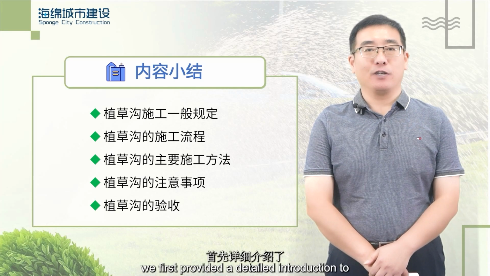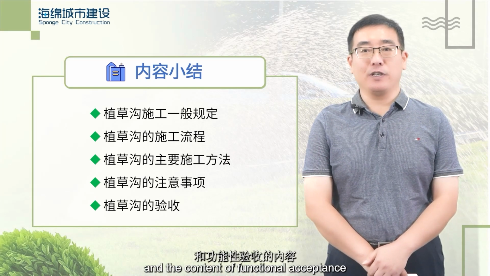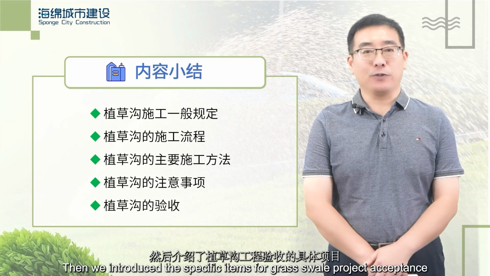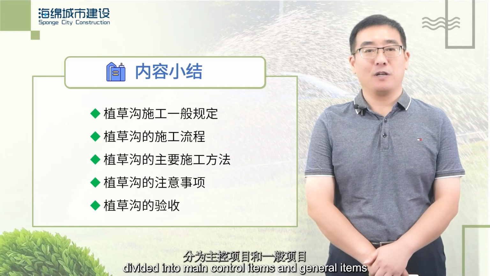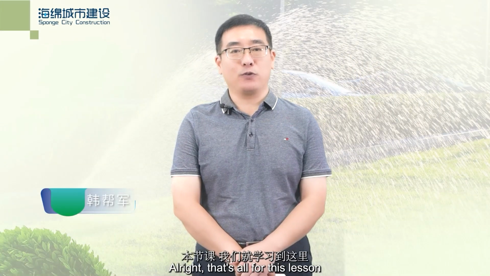We first provided a detailed introduction to the documents required for Sponge City project acceptance and the content of functional acceptance. Then we introduced the specific items for grass swale project acceptance, divided into main control items and general items, and provided the inspection frequency and methods. Alright, that's all for this lesson.